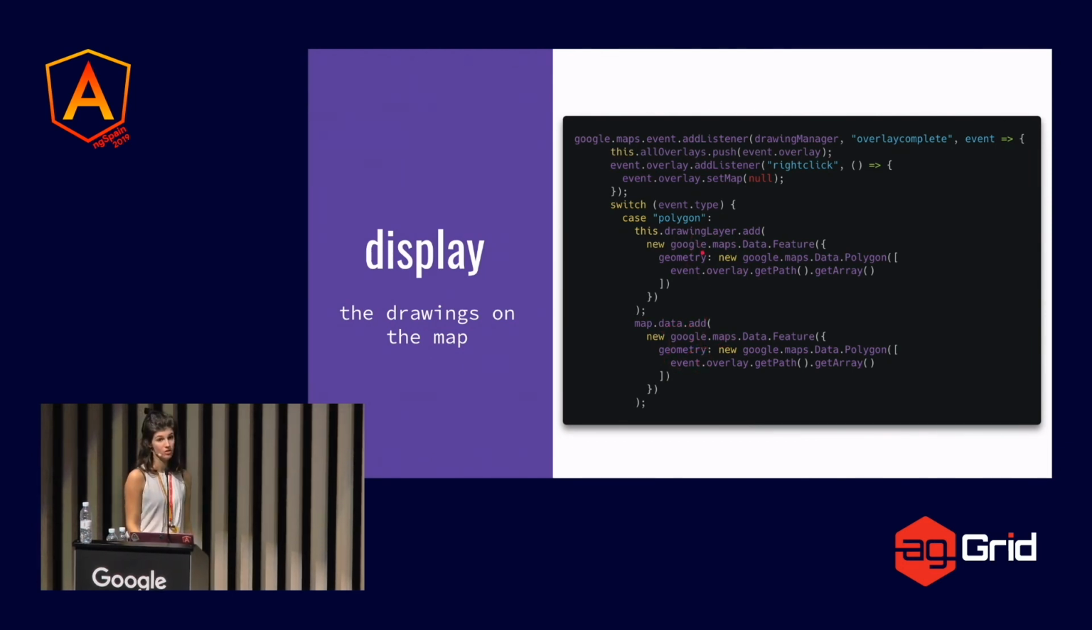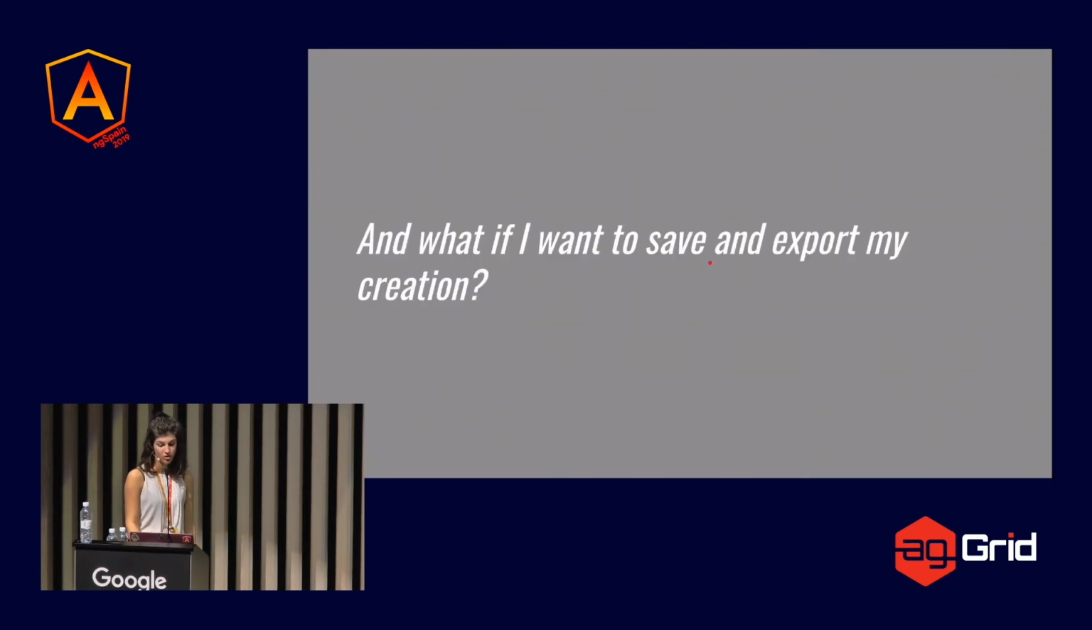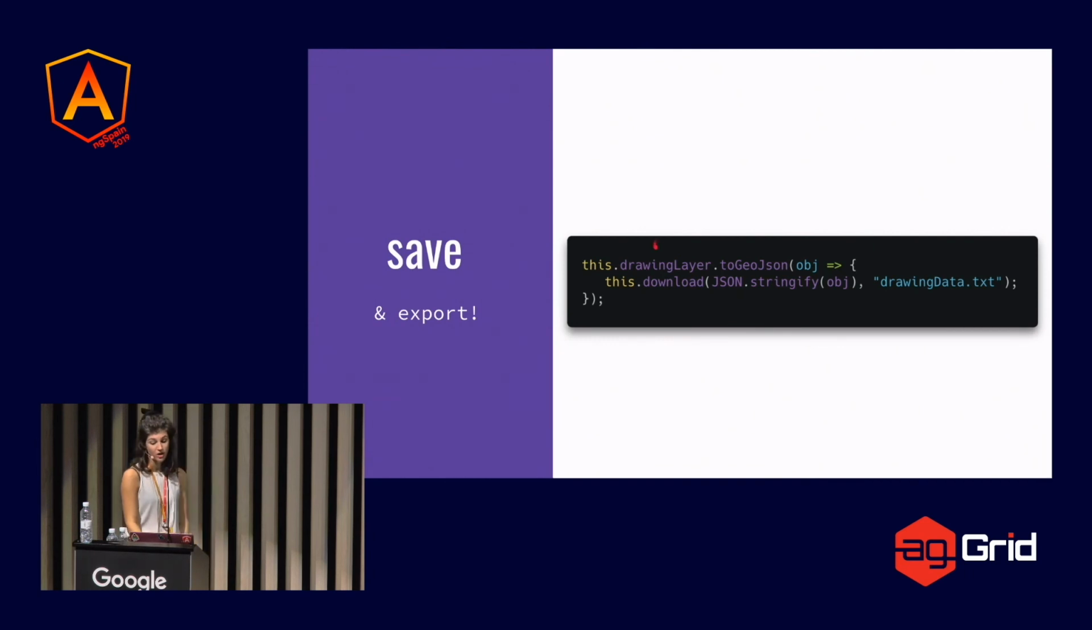And I'm also adding it to the drawing layer. Why am I adding it to the drawing layer? Because what if I want to save and export my creation? I go to drawing layer, I say toGeoJSON, and it gets all my data, and it creates a GeoJSON out of it with information about location, color, and what have you. And you just download it however you want this method to work.